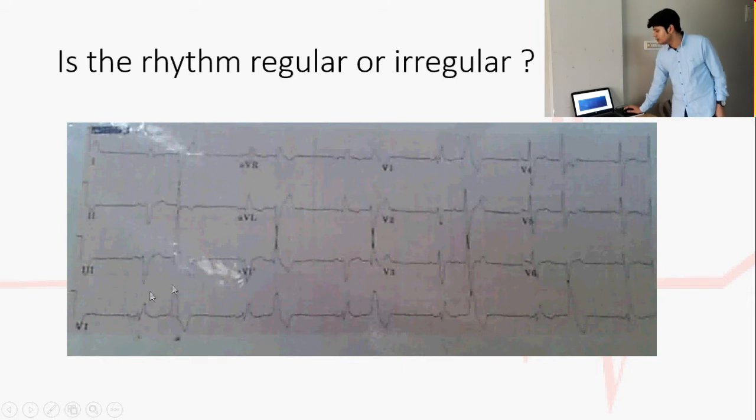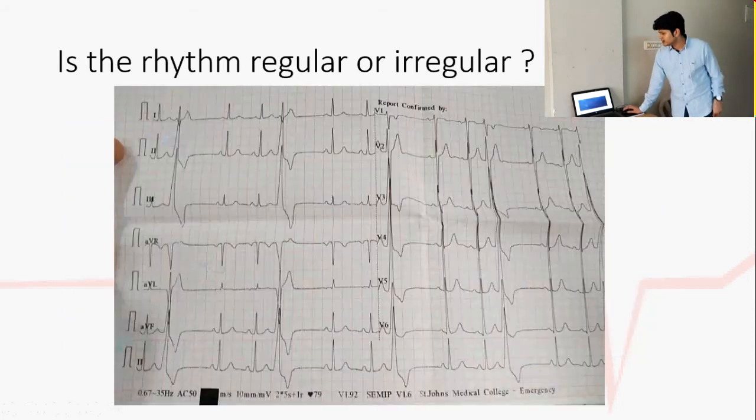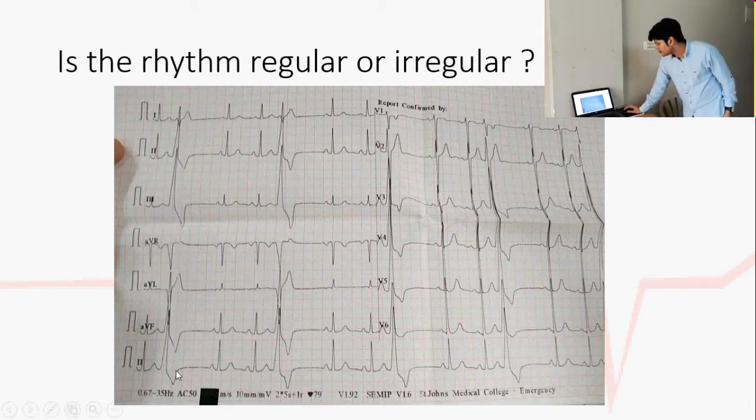So this is a regularly irregular rhythm, and we have a complex of two, so it is a bigeminy, which is mostly seen in digoxin side effect. Now we'll go for the next ECG. Okay, so here the question is the same: is the rhythm regular or irregular? So let's focus on the rhythm strip.